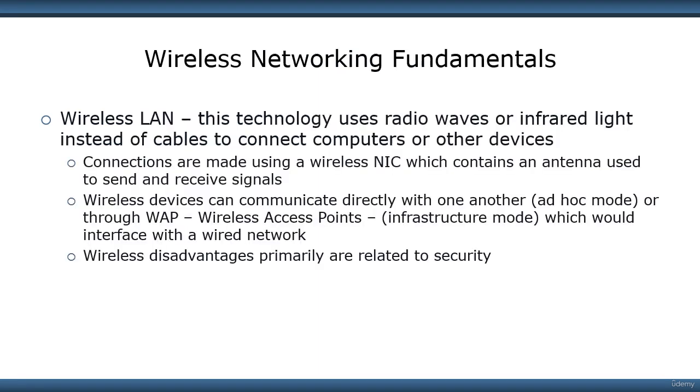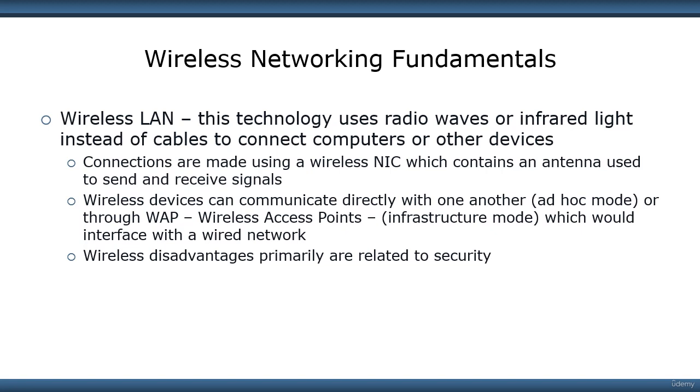So let's start with some fundamentals. A wireless LAN or WLAN is just a local area network that uses radio waves or possibly in the past, at least, infrared light instead of wires, instead of cables to connect computers or devices. So the connections still require a network interface card. It's just a wireless NIC that has an antenna as opposed to a connector, like an RJ45 connector. And the antenna is then used to use radio signals to send and receive data. Wireless devices can communicate directly with one another, that's called ad hoc mode, or through a wireless access point, that's referred to as infrastructure mode.